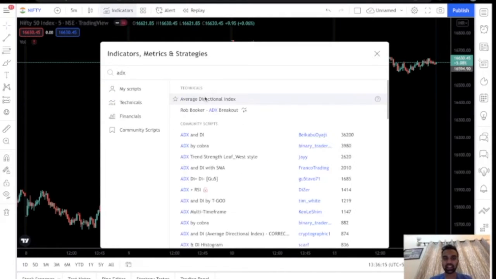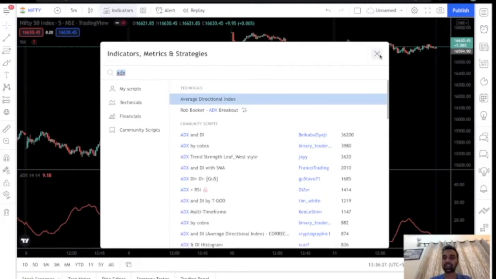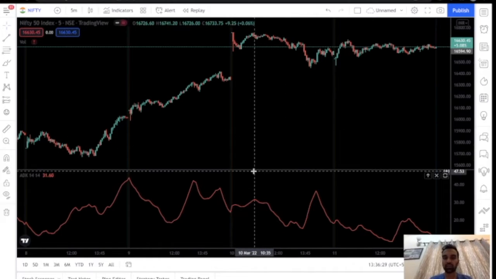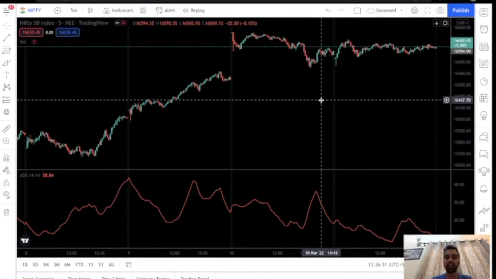Now, what is the ADX? As you can see here from the name, the ADX represents the average directional index. Now, this is not an indicator which can be used by itself, but this is a type of indicator which is actually combined with other indicators to use very effectively. But in today's video, I'm just going to cover what the basics of this indicator are and how you should interpret it.